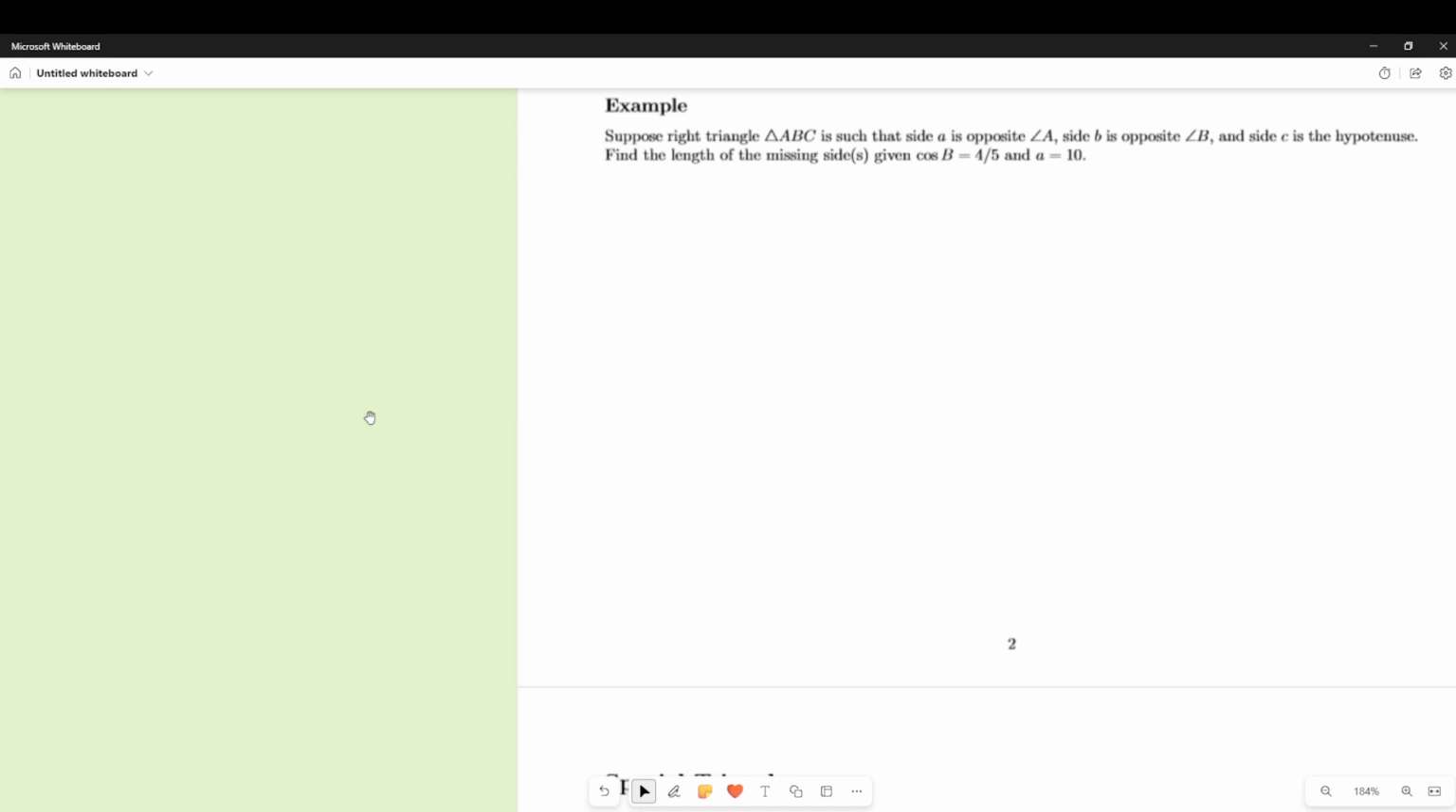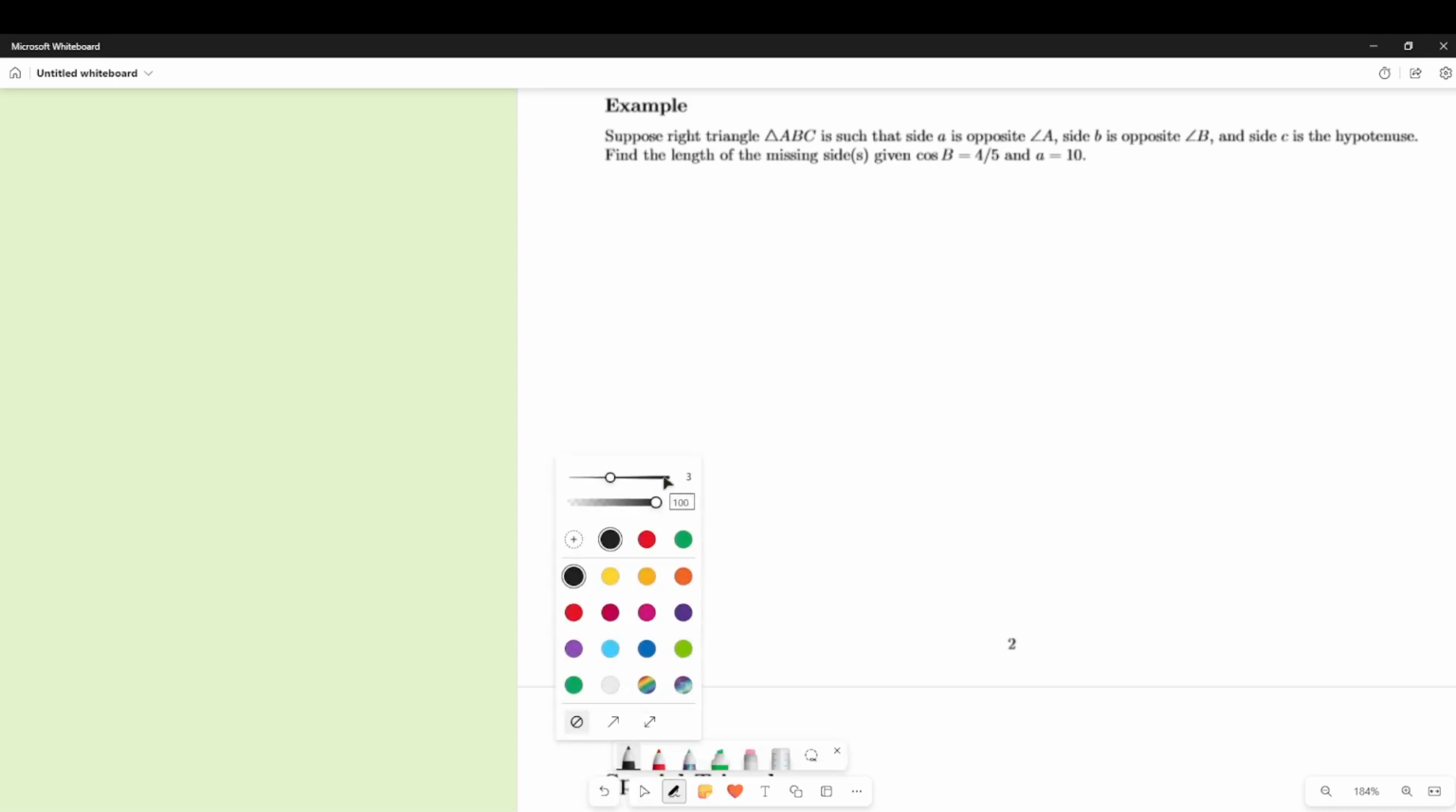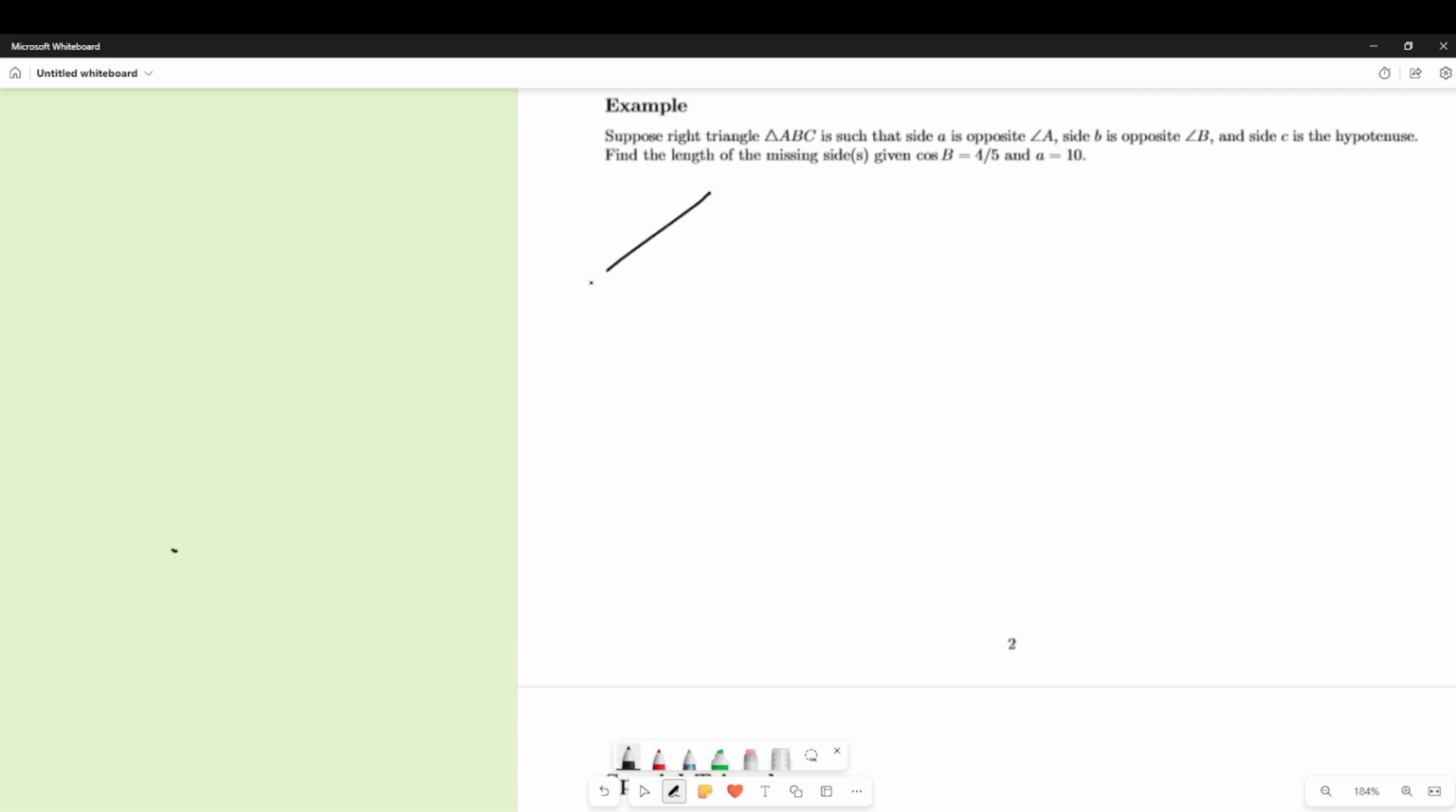So here we're asked to suppose we have a right triangle ABC. So I'm just going to draw that nice right triangle ABC. See if I can make this smaller. That might help. So triangle ABC. The ABC is just referring to the vertices. So we have A, B, and C.